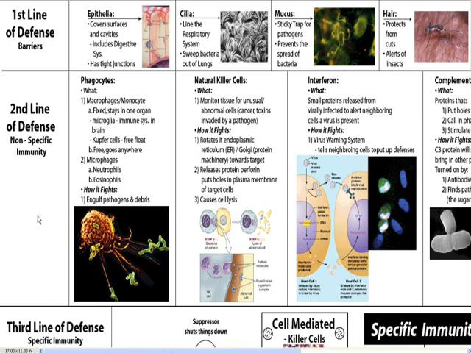How do NK cells fight? First of all, they rotate their protein machinery towards the target cell. So it's going to rotate its ER and Golgi towards the target cell. The reason is it wants to shoot protein at the target cell, and that protein is called perforin. Perforin, just like the name suggests, will perforate the plasma membrane of the target cell and cause cell lysis.